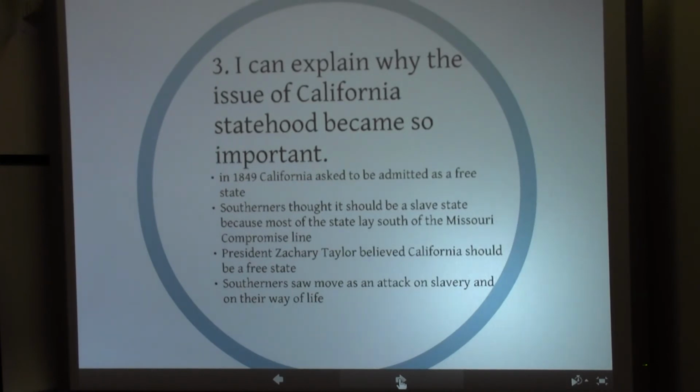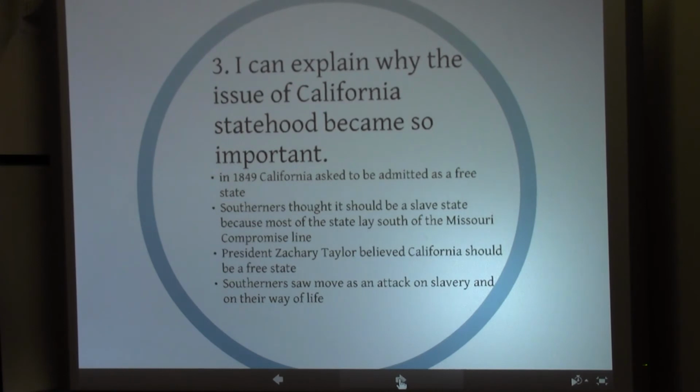Objective 3, I can explain why the issue of California statehood became so important. Well, in 1849, California asked to be admitted as a free state. Southerners thought that it should be a slave state because of an earlier measure that was introduced to control slave and free states, that being the Missouri Compromise line, because most of the state of California lay south of the Missouri Compromise. Southerners were arguing it should be a slave state.